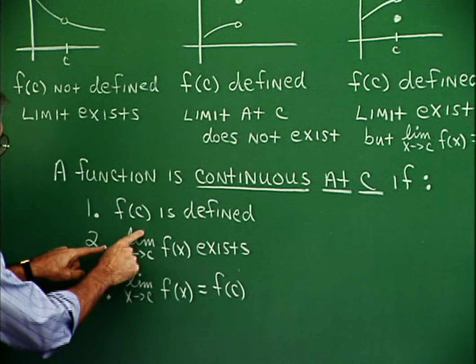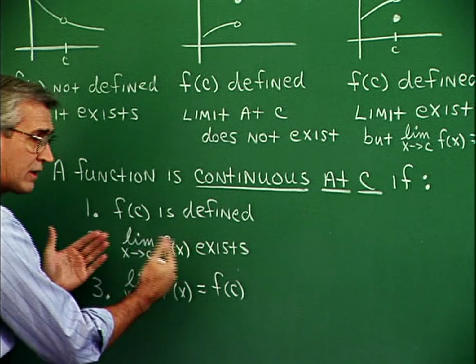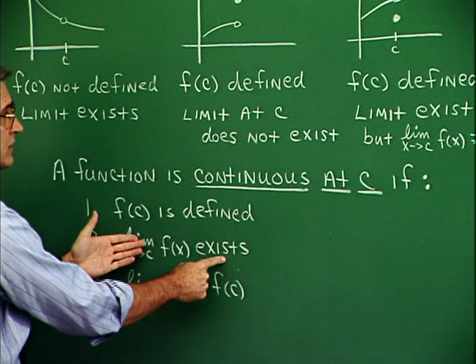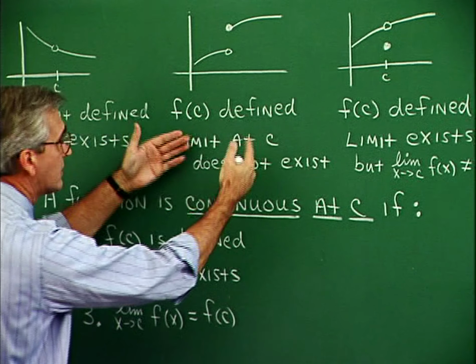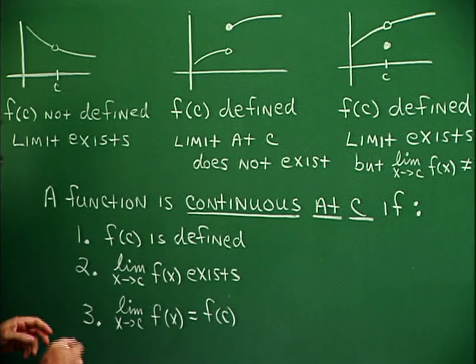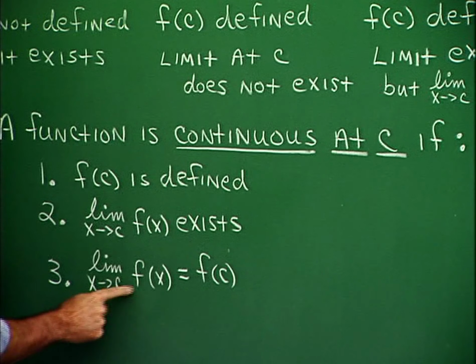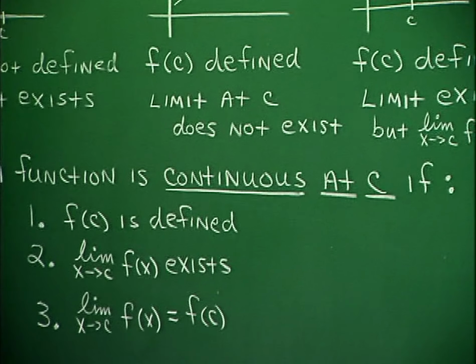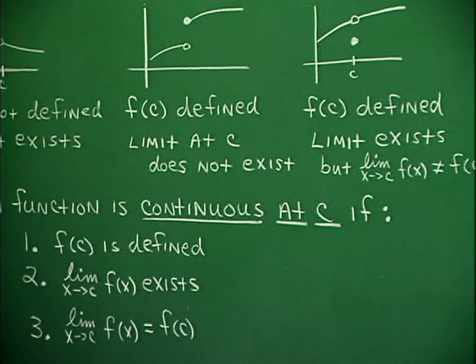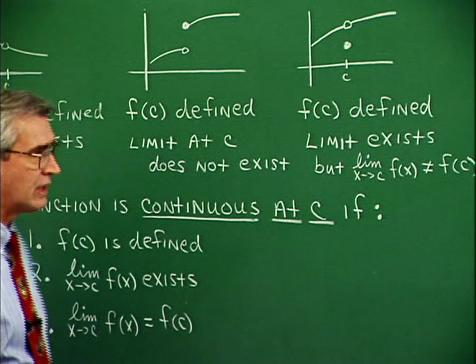And number two, the limit as x approaches c exists. You see, the limit of the function as x approaches c exists. Here the limit did not exist. The limit as x approaches c does not exist. And the third idea is that the limit as x approaches c of f of x is f of c, and that takes care of the third circumstance that we had over here. Okay, so we have this continuity idea at c if we meet these definitions.